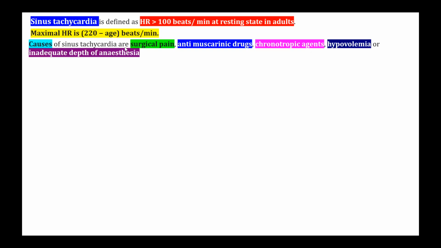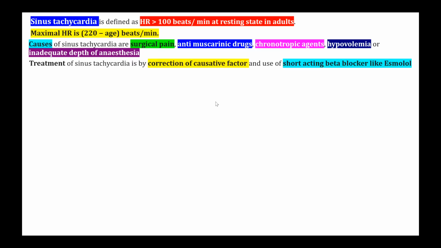And the causes of sinus tachycardia are surgical pain, antimuscarinic agents, chronotropic agents, inadequate depth of anesthesia. All these things can cause sinus tachycardia, and you must identify that when you want to treat that. So treatment of sinus tachycardia basically is the correction of the causative factor. Then you can use short-acting beta blockers like esmolol, which have a very short duration. You can repeat it if necessary to achieve the desired heart rate.